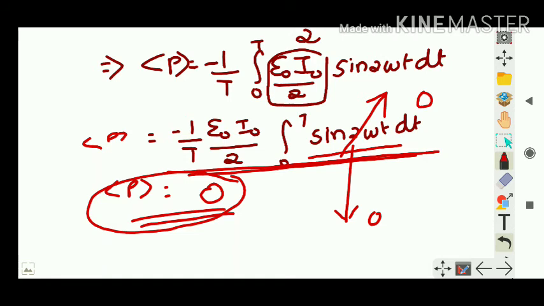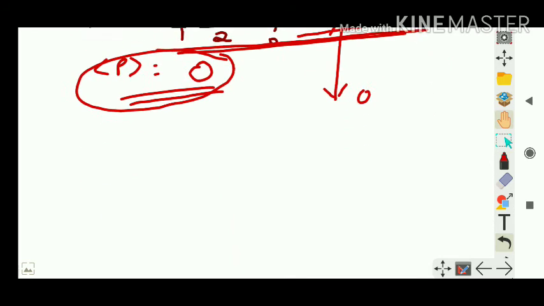Clear? Now, we dealt with almost all the topics. What is the pending one? The phasor diagram. I hope you understood how to draw a phasor diagram in the case of a resistor. Similarly, we are going to draw it for the inductor also.